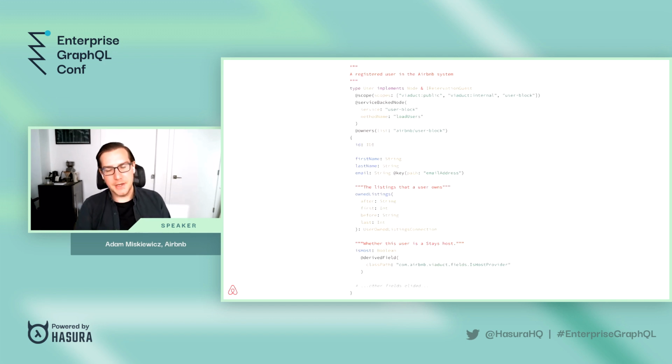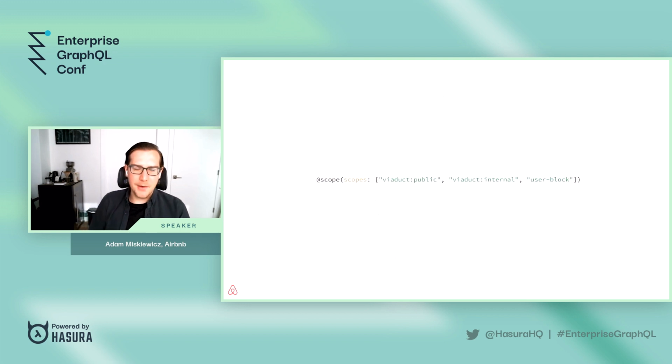Let's look at the excerpt of this consolidated schema that I was mentioning. This is just one node in the schema, the user type. You can see there are lots of custom GraphQL directives here, and that's us trying to make Viaduct very configuration driven. So let's look at what some of these directives actually do. The first one I want to call out is the scope directive.